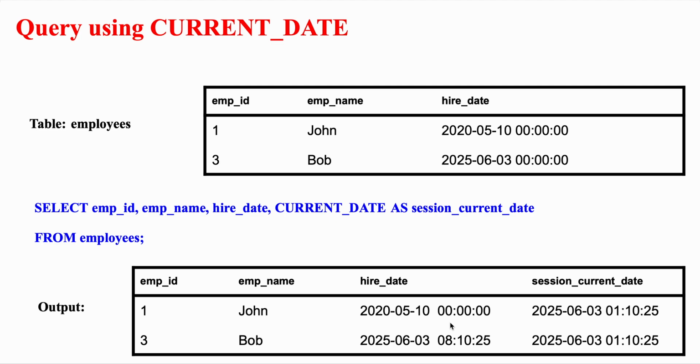Now here's the output. You can see John's hire date as usual, but the session current date shows today's date and the current time from my session's time zone. And for Bob, same thing. The session current date reflects the current time, again based on my session. Now, if someone in a different time zone runs this exact same query, their session current date will show the date and time in their time zone. So that's the key difference compared to SYSDATE.